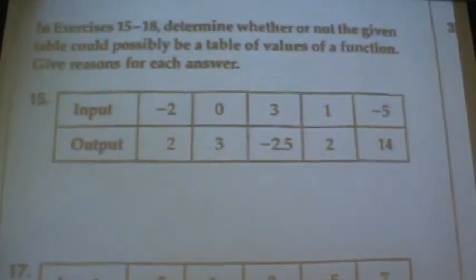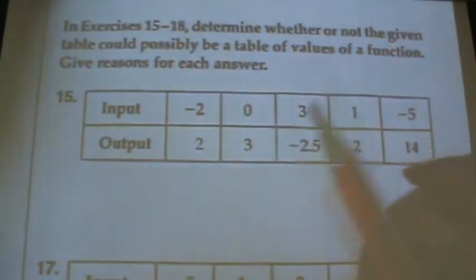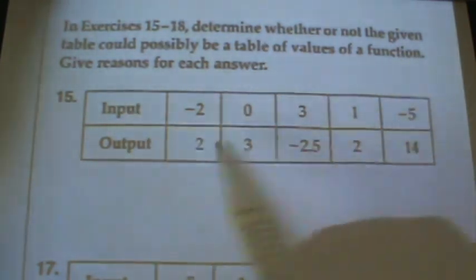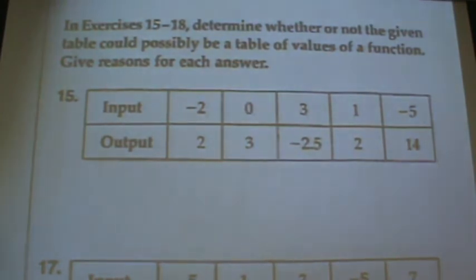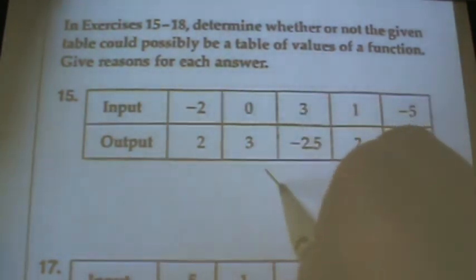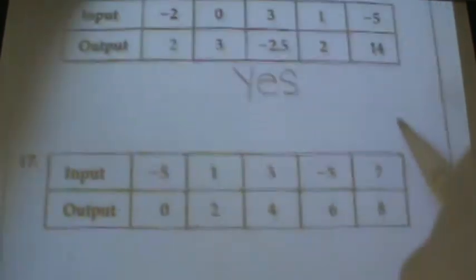Number 15, this is a relation. Determine whether or not this could be a function. Are any x values repeated? No, they are not, so yes, this is a function. But for 17, we have 2 negative 5s here for this x, so this would not be a function.